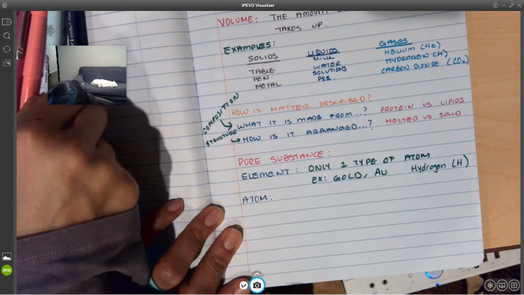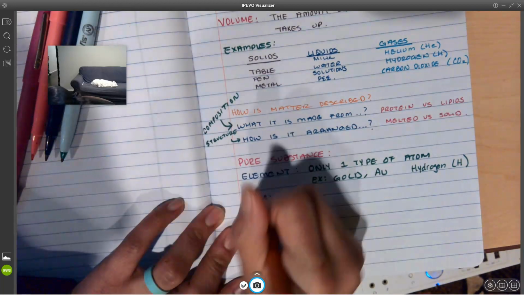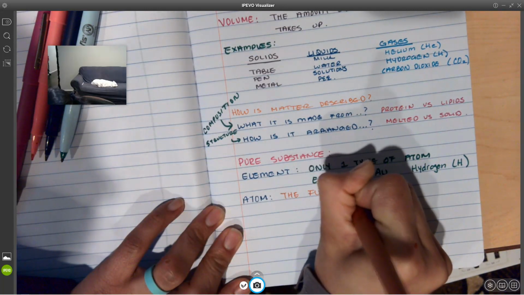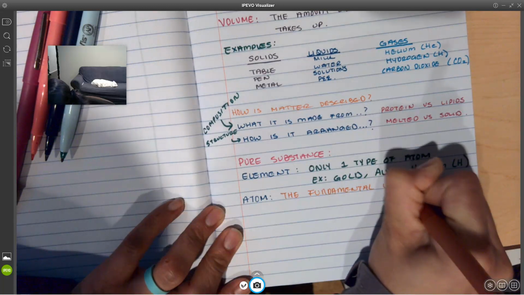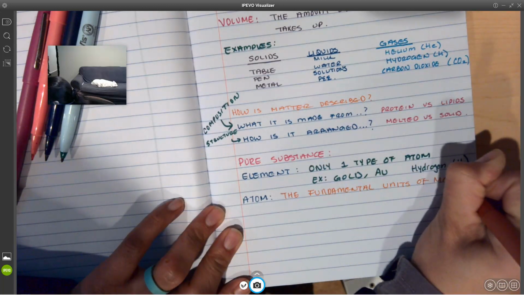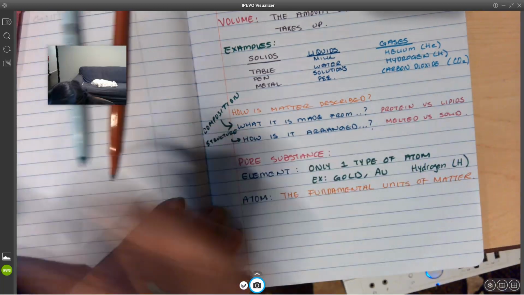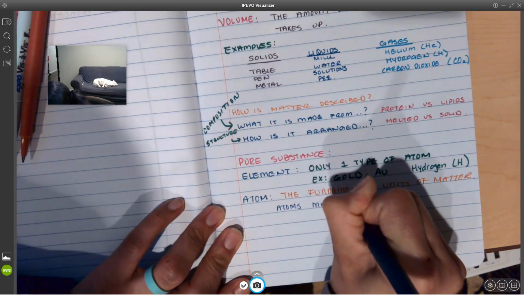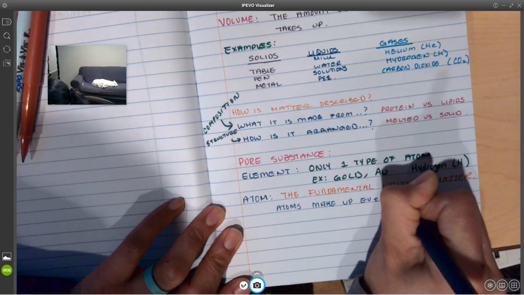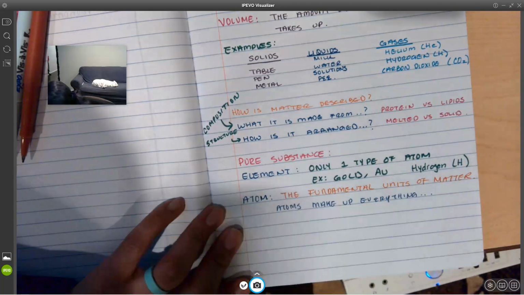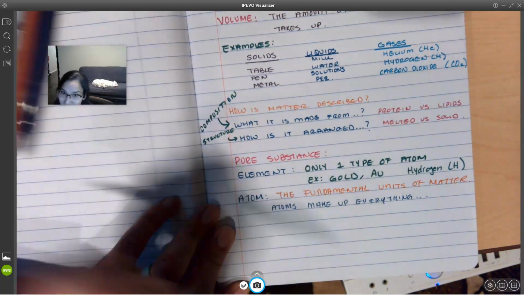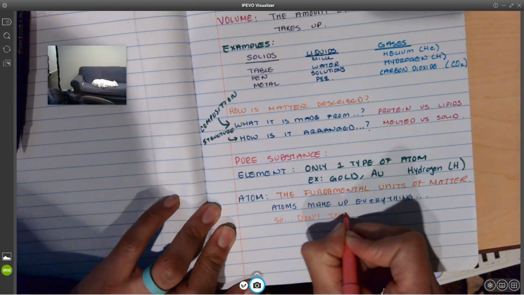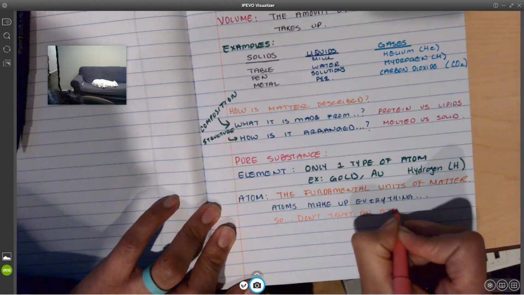So let's figure out, well, what is an atom? An atom is the fundamental units of matter. And atoms make up everything. So if atoms make up anything, don't trust an atom.